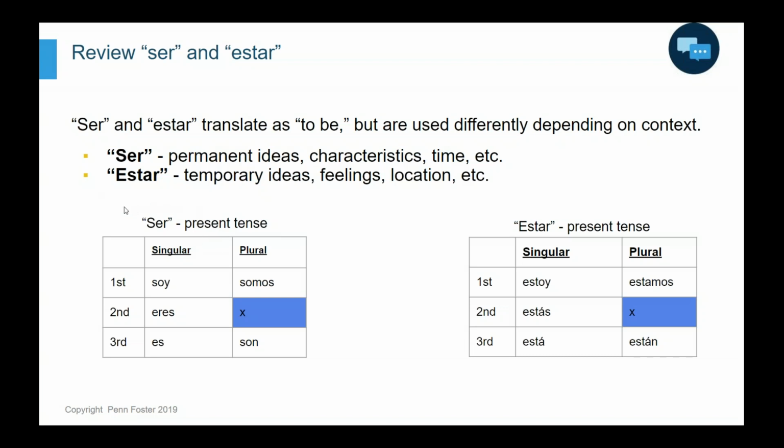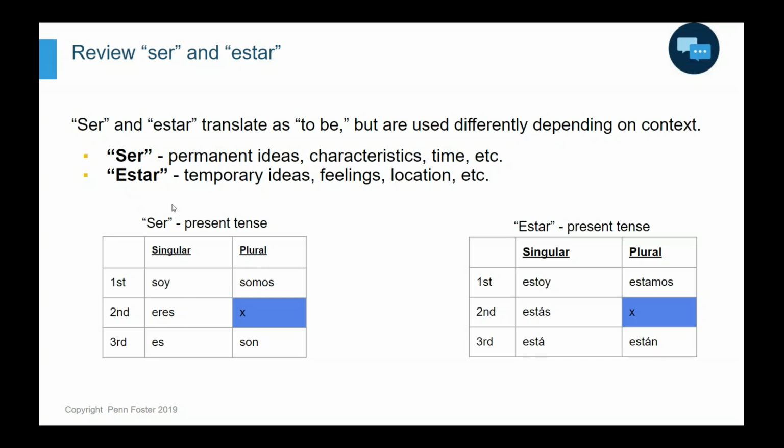So looking at our forms of ser and estar, these are going to be considered an irregular verb. An irregular verb is not following the same pattern as we just described, so these forms must be memorized as part of your Spanish learning. So looking at ser, we have soy, eres, es, somos, son. And estar, estoy, estás, está, estamos, están.